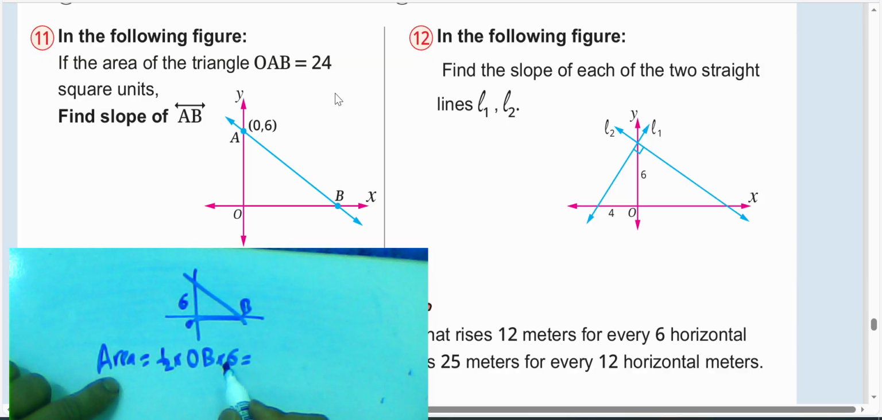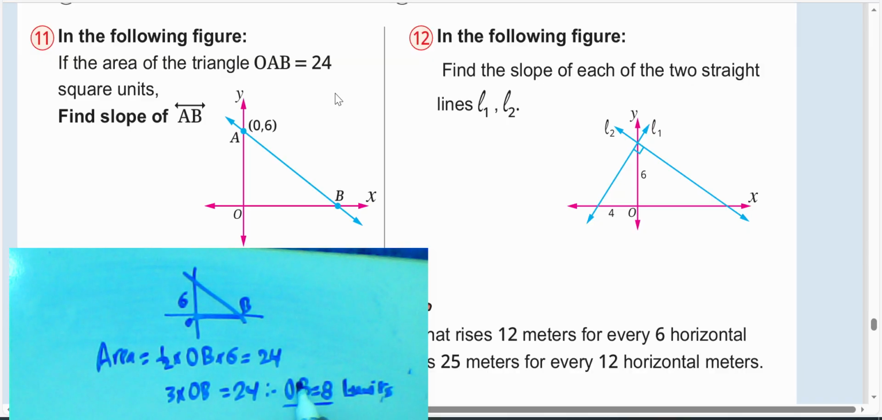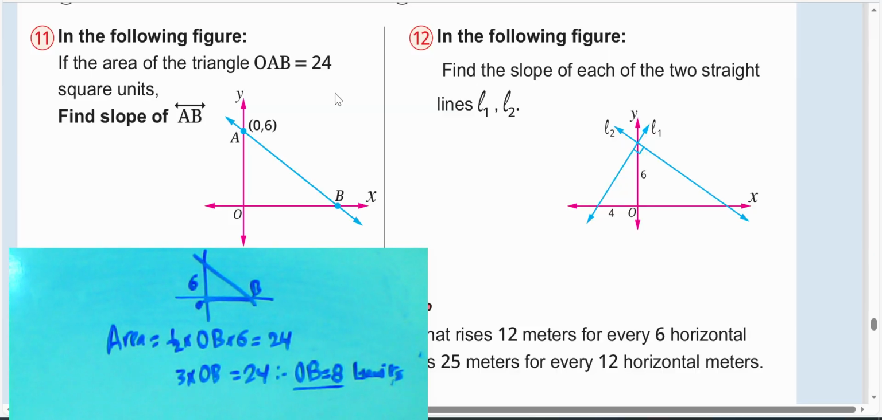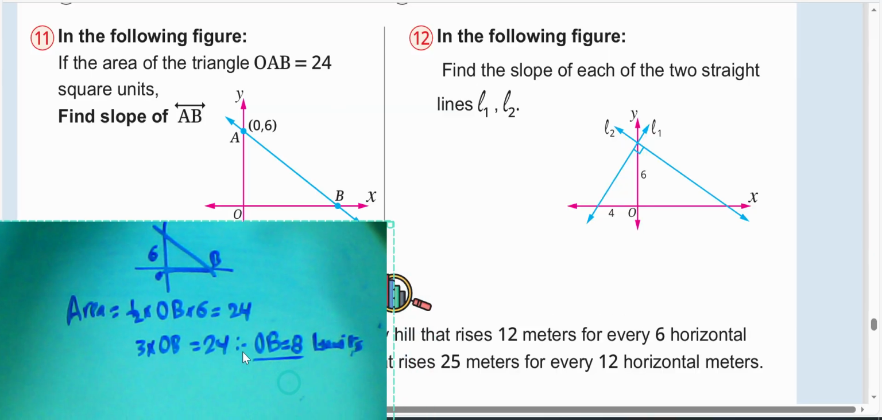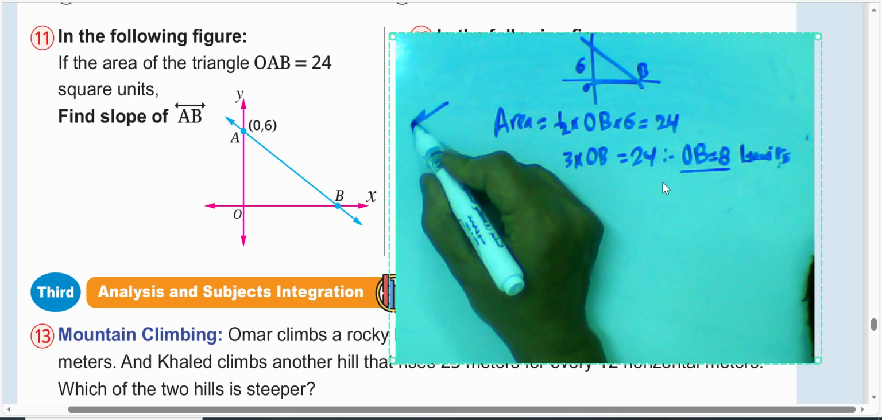The area of a triangle is half times the base times the height. He gave me the area was 24. Then half of 6 is 3. 3 times OB equals 24. Then the length of OB equals 24 divided by 3, which equals 8. The result will be 8 length units. Okay, the length of OB equals 8. He wants to find the slope. I will complete this question here.